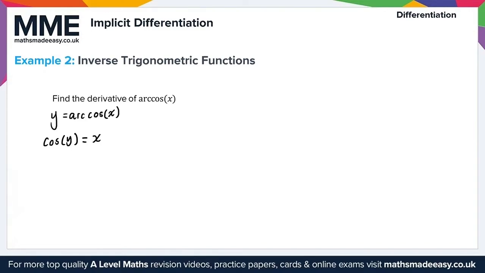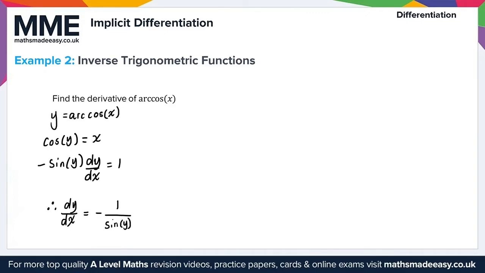Here now we can differentiate this implicitly. If we differentiate implicitly, what we get is minus sine y. Remember we times this by dy by dx, and this is equal to 1. Now what we want to do is rearrange for dy by dx. To do that, we're going to divide the left hand side and the right hand side by minus sine y. Therefore dy by dx is equal to minus 1 over sine y.